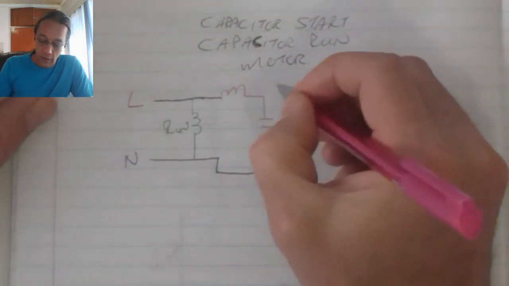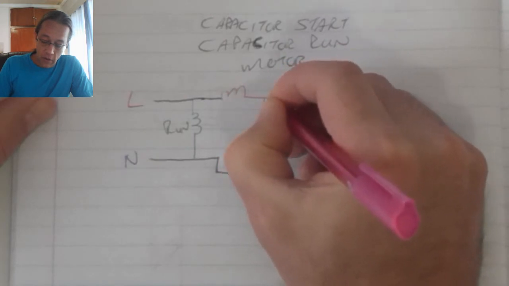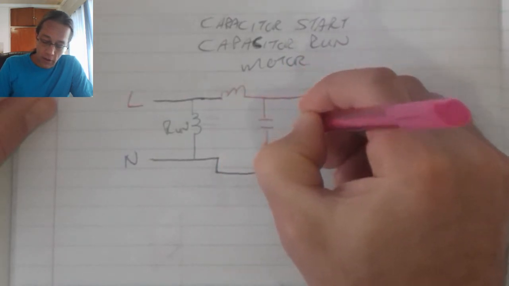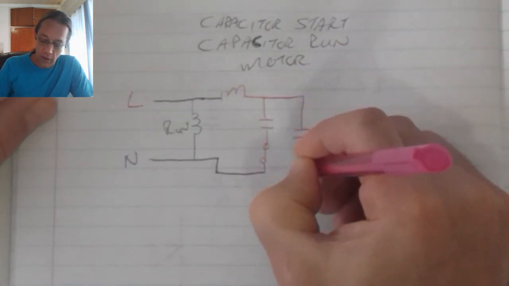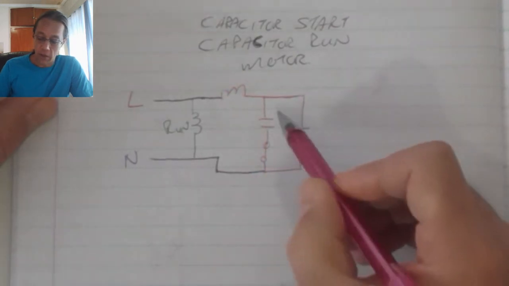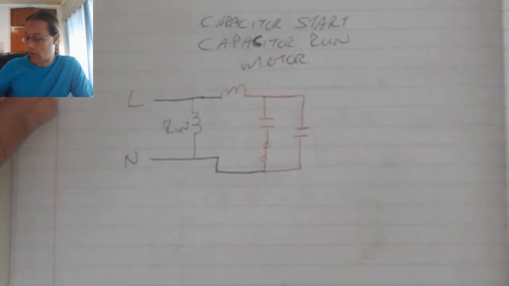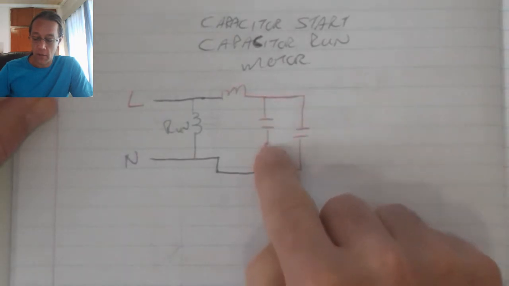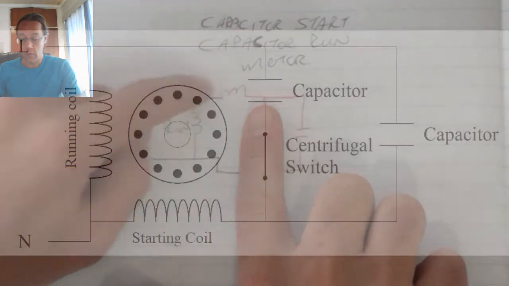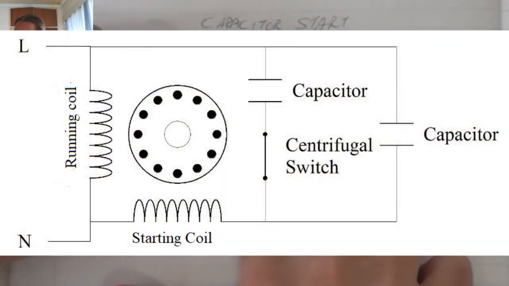The difference, however, is that the starting circuit has an additional capacitor connected in parallel with the initial capacitor. That means that when this centrifugal switch opens at the running speed, we still have an electrical connection for the starting coil.